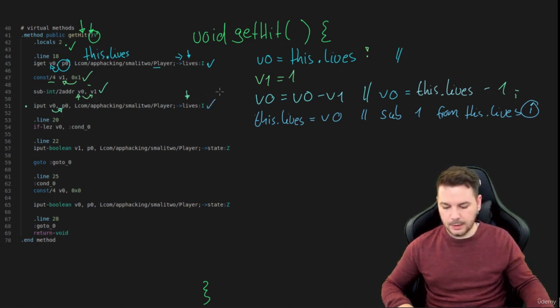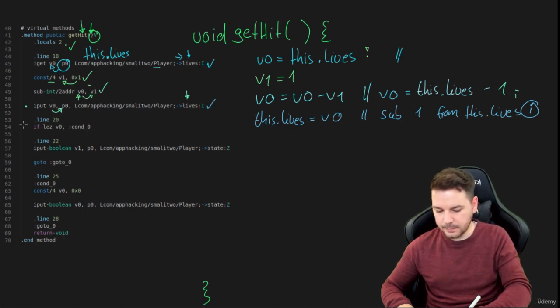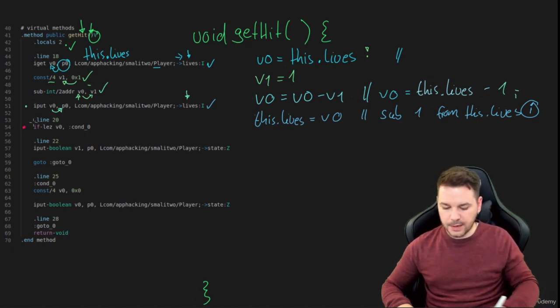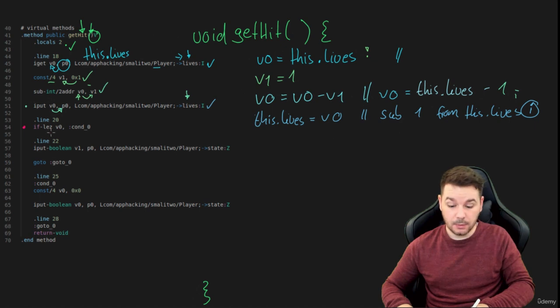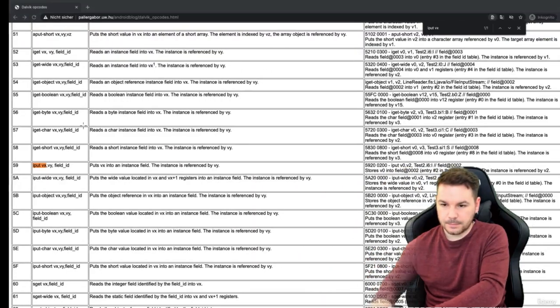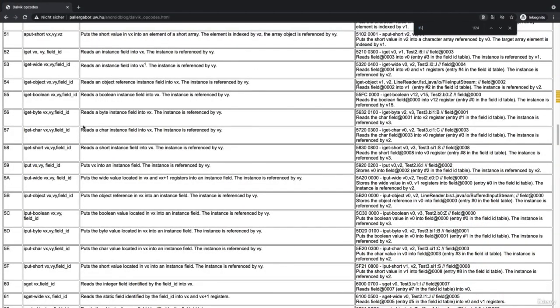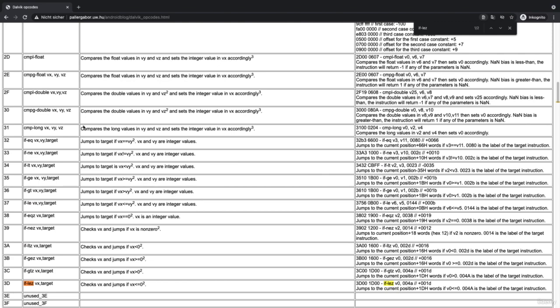Now, finally, we've got our if statement. Let's put a dramatic color for this one. So we've got if-less-equal, and then this one is 0, maybe v0, and then we've got this one. This looks strange over here. All right, let's have a look into this. We look this instruction up first. If-less-equals, yes.